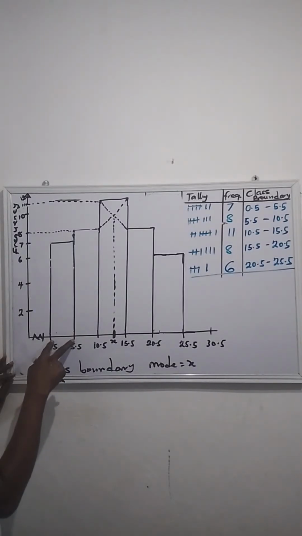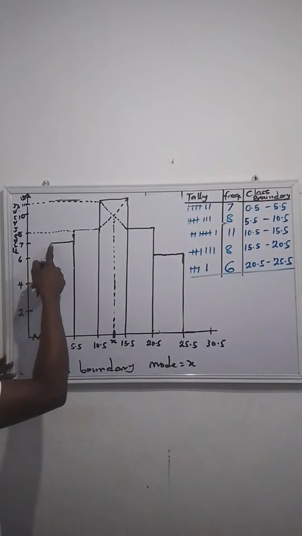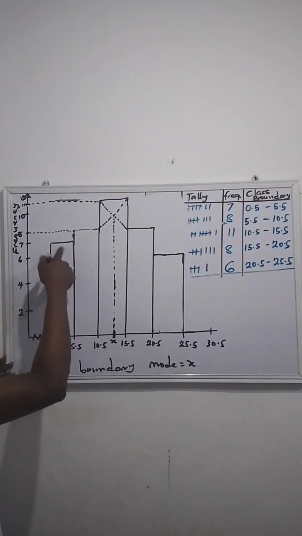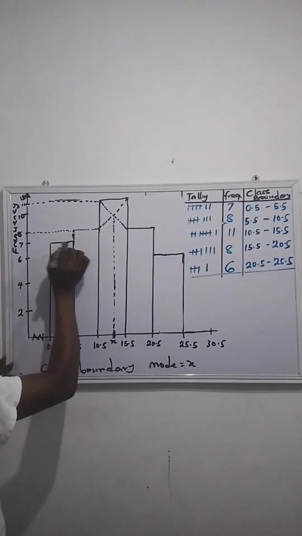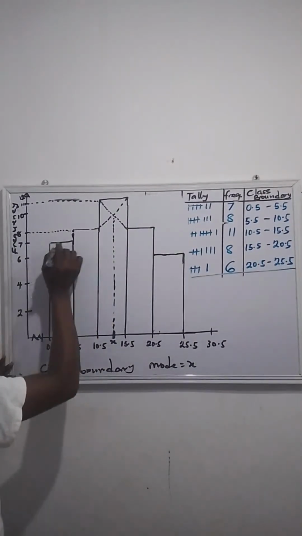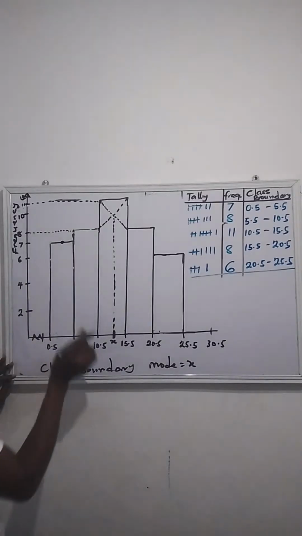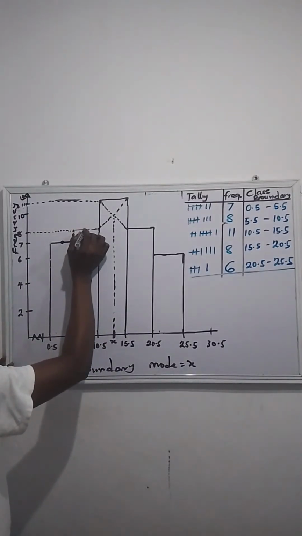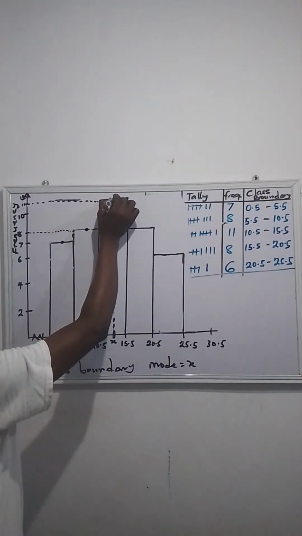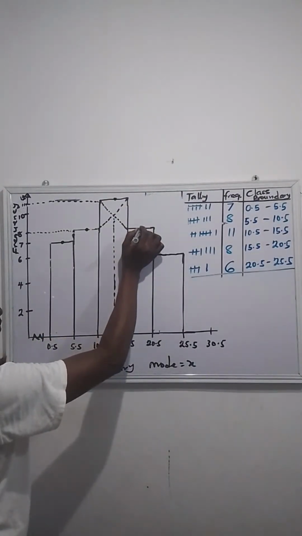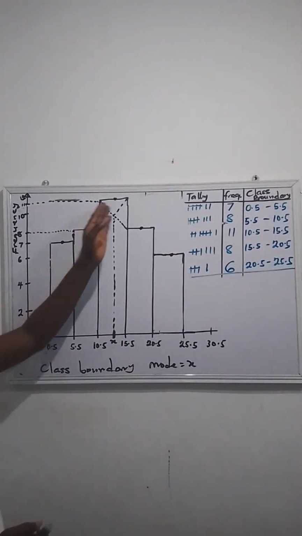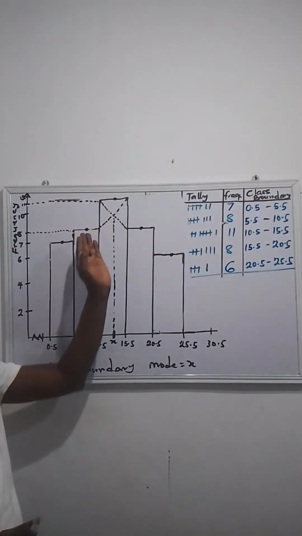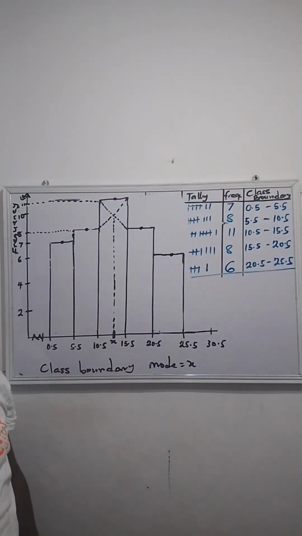Okay, so the midpoint here is counting 5 boxes. So the middle here. For the first one, the class boundary is 7, so we have 7 here. For the next one is 8. So the middle here, the middle here. Okay, so you can just trace it. So these points are the points of the frequency polygon.